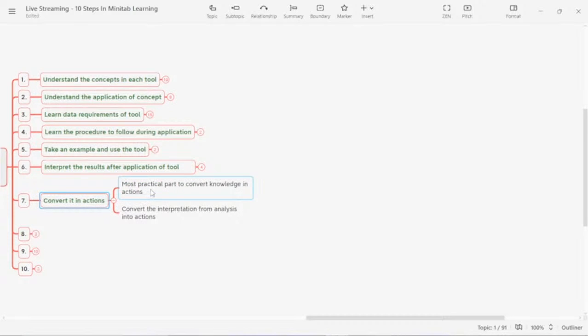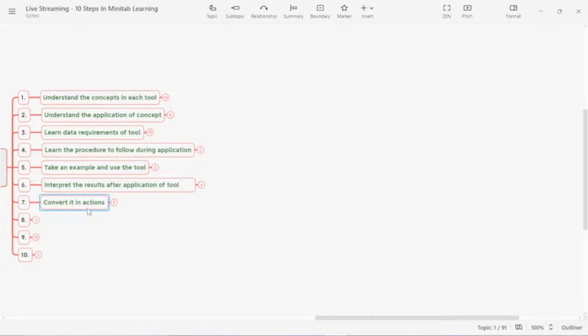Let me explain step number 7. Convert it into actions. Once you interpret the results after application of the tool, we need to convert that into actions, because this is the most practical part, to convert your knowledge into actions. Convert the interpretation from analysis into actions. So we can define some number of actions, let's say 1, 2 or 3 actions. We can also assign roles and responsibilities to those actions. But this is the most critical part. If you are not going to convert your interpretation into actions, it is a waste. So we should convert our interpretation into actions.